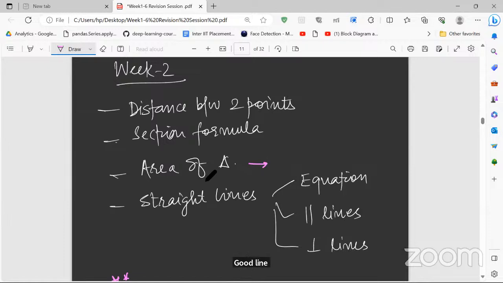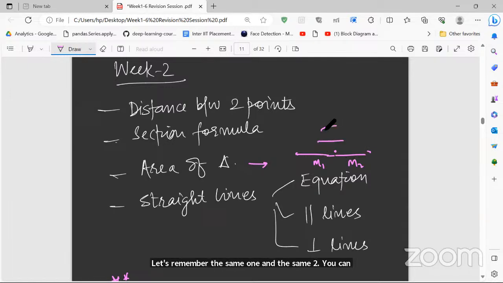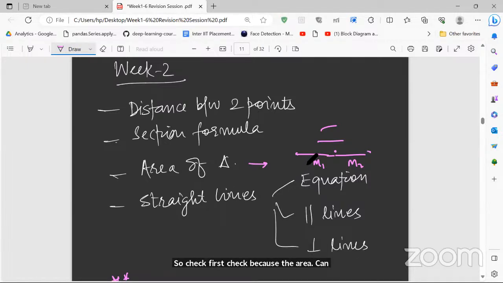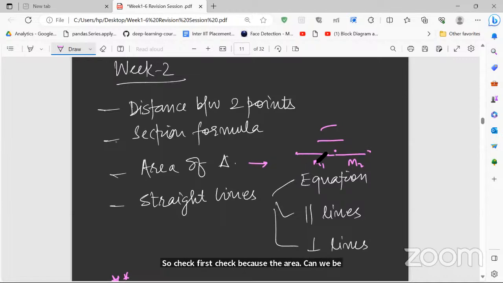So whenever you are asked to calculate the area, just check whether the points lie on the same straight line or not. If you have 3 points, just calculate the slope. If the slope is the same, for example M1 and M2, you can directly say that the area should be 0, because two parallel lines can't make a shape. Calculating the area is lengthy work, and mostly people give you collinear points.